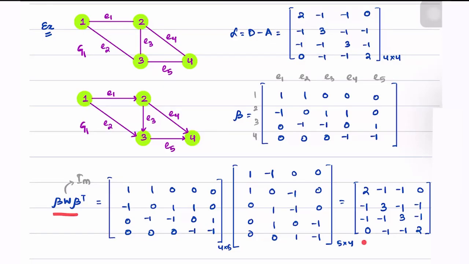And let us observe this. BWB transpose gives us this matrix, and this matrix is exactly the same as the Laplacian of the undirected graph. Note that we simply chose any arbitrary directed graph constructed using the original undirected graph, and this relation still holds. So I hope you now understand what the property means. So now let's try to quickly look at the proof of this. Why does it hold? Let's start with the proof.